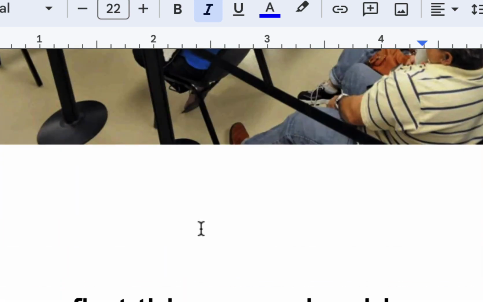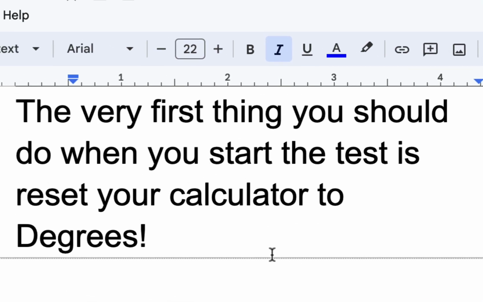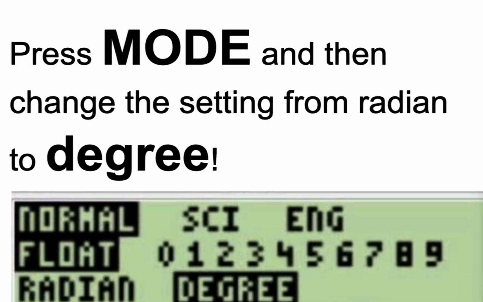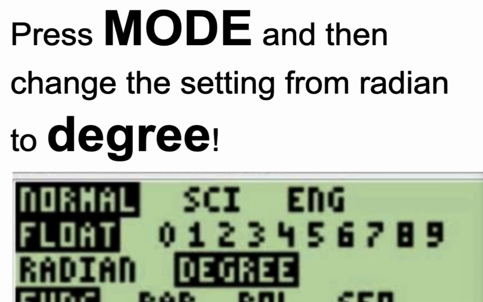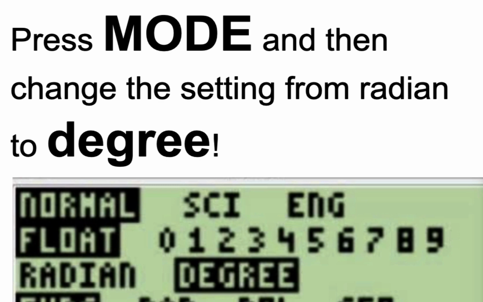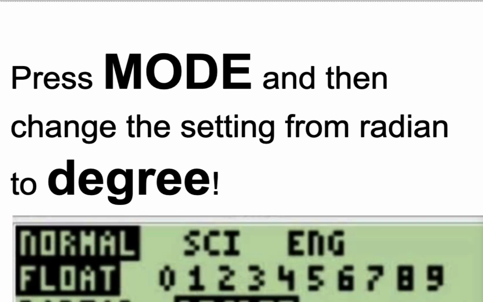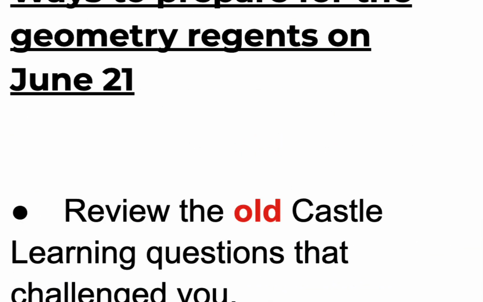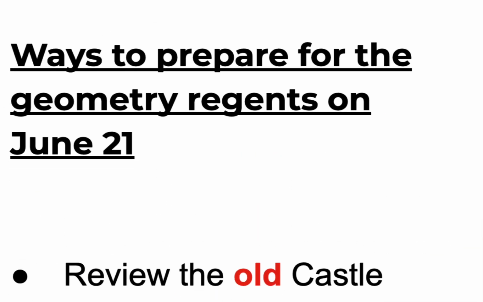And then finally, you guys, this is it. The very first thing that you're going to do when you start the test is to reset your calculator to degrees. I know you know this, but just a quick reminder, you're going to click mode, and then you're going to change the setting from radian to degrees. So that's it, ladies and gentlemen. These are some of the amazing strategies you're going to want to take advantage of as you prepare for the Regents on June 21st.